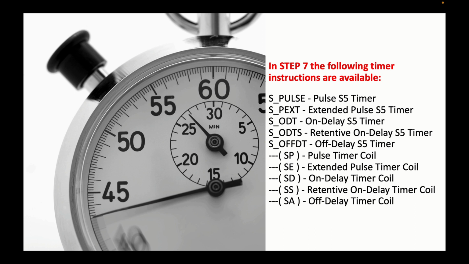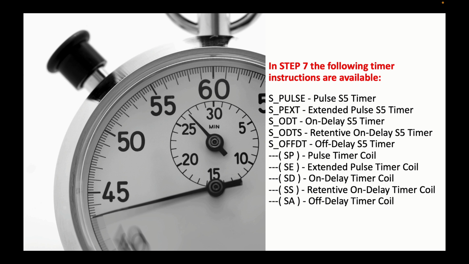Similarly, previously we learned about set and reset. Set and reset, one is a function block and another one is a set of coils. Similarly, here are timers in the blocks and set of coils. There are a total of 5 timers: S pulse timer, extended pulse timer, on delay, retentive on delay timer, and off delay timer. Here also the coils' purpose is the same. We will learn about these 5 timers in the program one by one.